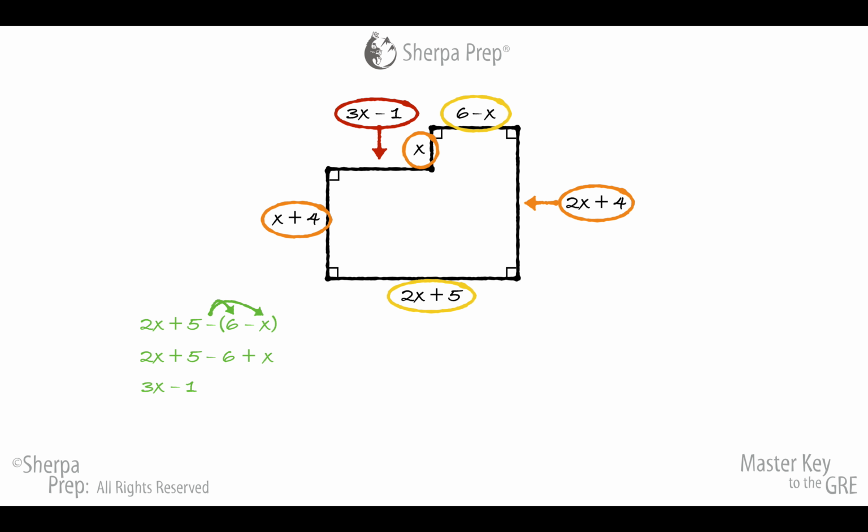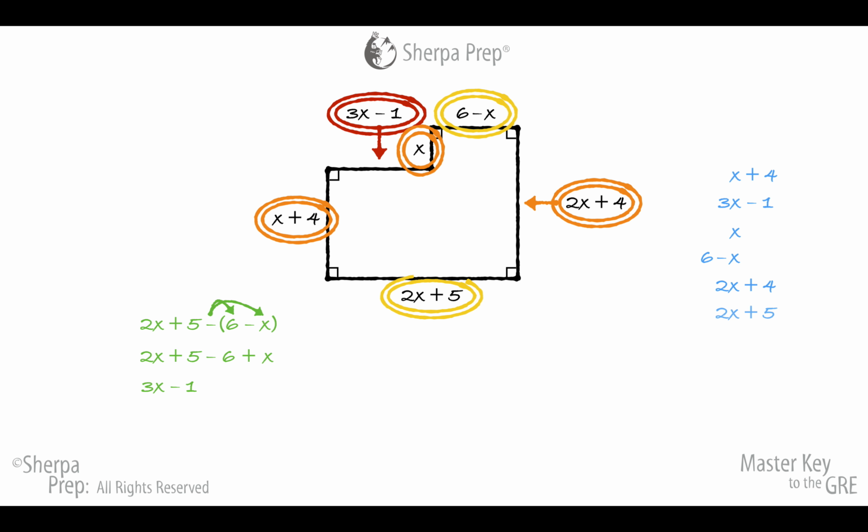As a final step, to get the perimeter of this shape, let's go ahead and add up the lengths of all the sides. In other words, we're going to add the x plus 4 plus the 3x minus 1 plus the x plus the 6 minus x plus the 2x plus 4 plus the 2x plus 5. When we add up the x's, x plus 3x is 4x, plus another x is 5x. When we remove an x, we're down to 4x. And finally, adding 2x and then another 2x should take us to 8x in total.